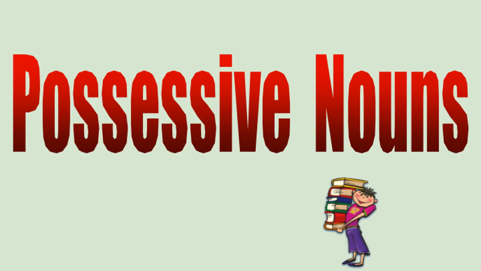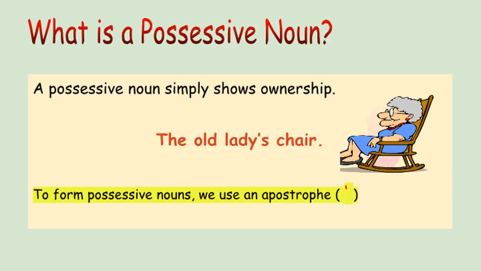Today we will be looking at possessive nouns and how they are formed. What is a possessive noun? A possessive noun simply shows ownership. The old lady's chair. This sentence is telling us that the chair belongs to the old lady.